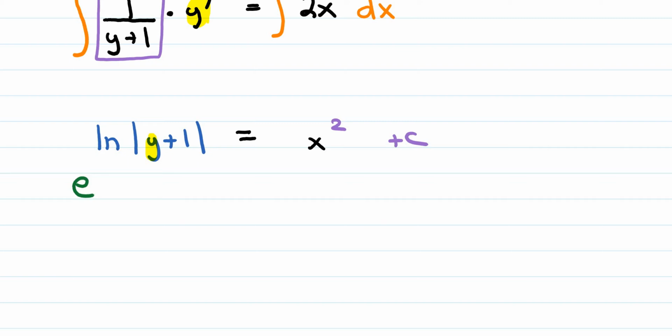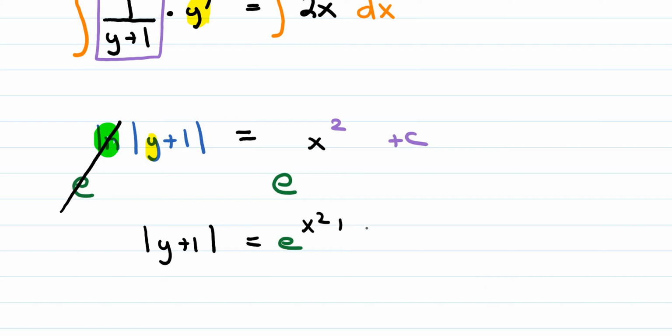So I need to get rid of this ln here, so the only way to get rid of ln is to raise it to the power of e, and if you raise one side to the power of e, you need to raise the other side to the power of e. These guys will kind of cancel each other off because they're inverses. So now you're left with just the absolute value of y plus 1 equals e to the power of x squared plus c.